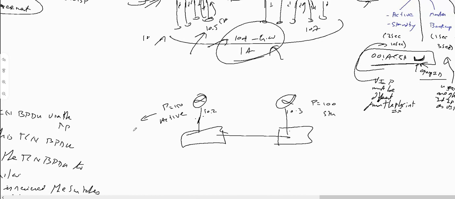Tomorrow, if I change the priority of this to 90, this will still be active, and this will still be standby. It won't change the behavior. It will still be active. It will be active as long as it is up and active, as long as there is no problem with that interface.